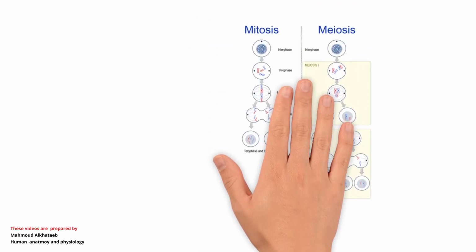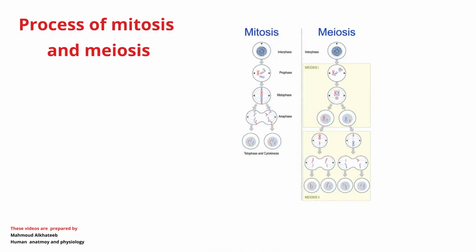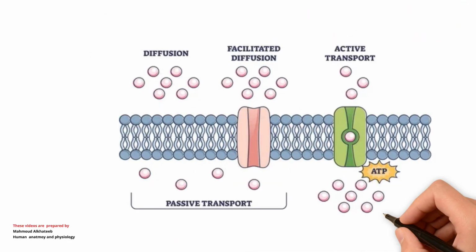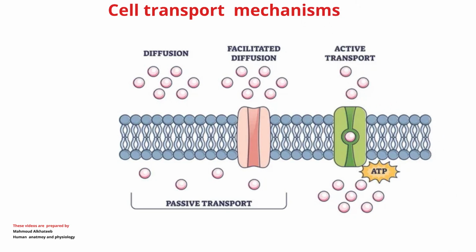Next, we'll delve into the fascinating processes of mitosis and meiosis, discovering how cells grow, repair, and reproduce. Finally, we'll compare and contrast the different types of cell transport, enhancing our understanding of how substances move across cell membranes to keep the cell nourished and functioning optimally.